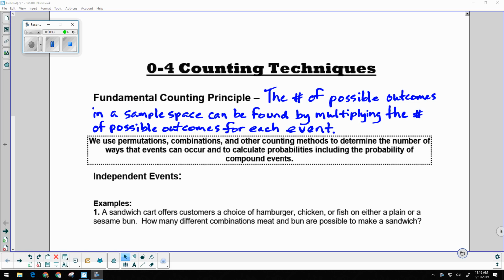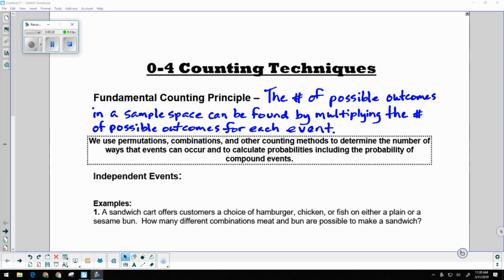Welcome to section 0.4 about counting techniques, and we're going to talk about three things here today. We're going to talk about the fundamental counting principle, we're going to talk about permutations, and we're going to talk about combinations. The first thing, and you'll notice as we go through this, that a lot of the definitions are already written down. Now, please do write those down on your notes.